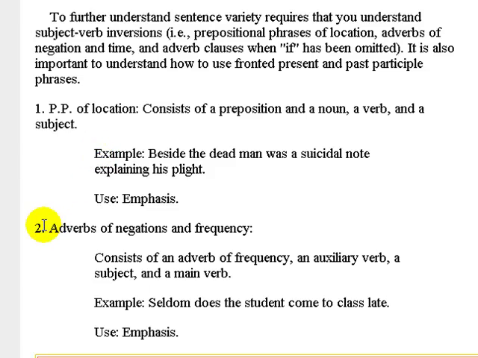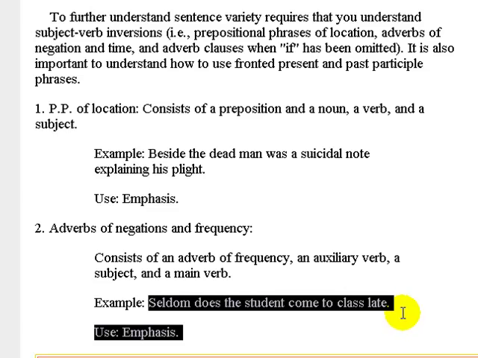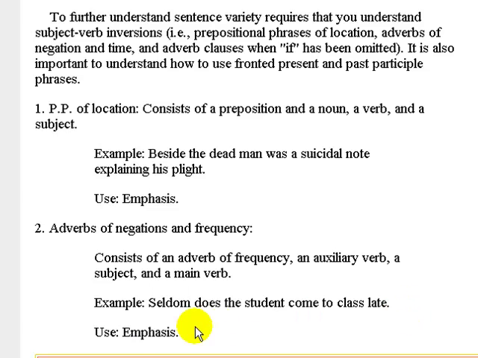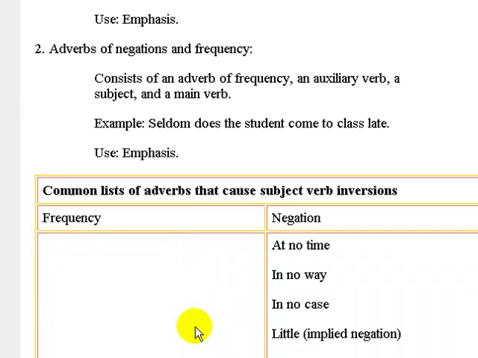How about number two? Adverbs of negation and frequency. This consists of an adverb of frequency, an auxiliary verb, a subject, and a main verb. An example here would be, seldom does the man come to class late. Notice here, back to the first example, we could have said a suicidal note was beside the dead man explaining his plight. We could even have said here, the student seldom comes to class late. But to make it this way, seldom does the student come to class late, it makes it even stronger. Here's a list of some common adverbs that cause subject-verb inversion.